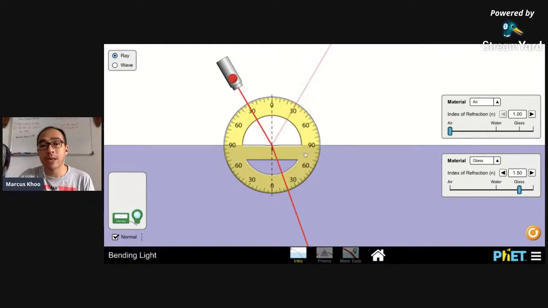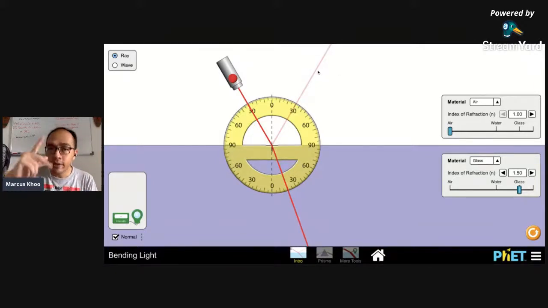But this is because there are two different mediums. One from air going into glass, so most of it will be refracted, but some of it will be reflected. That's the explanation for why there is a little bit of light. If you see over here, there's a little bit of light.